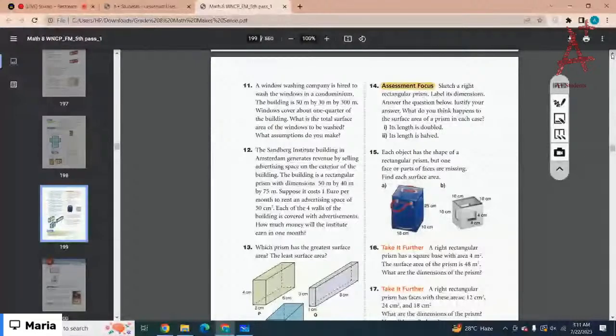A window washing company is hired to wash the windows in a condominium. The building is 50 meter by 30 meter by 300 meter. Windows cover about one quarter of the building. What is the total surface area of the windows to be washed? What assumptions do you make? Okay, 50 meter by 30 meter by 300 meter. So let's just calculate the area first for question number 11.